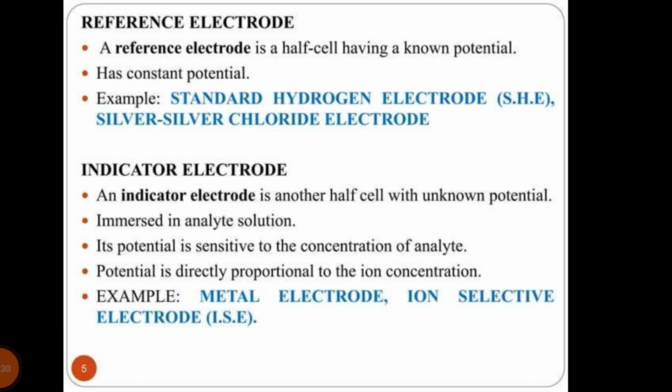Next is the indicator electrode. An indicator electrode is another half cell with an unknown potential, immersed in the analyte solution. Its potential is sensitive to the concentration of analyte. Potential is directly proportional to the ion concentration. Examples are the metal electrode and ion selective electrode.